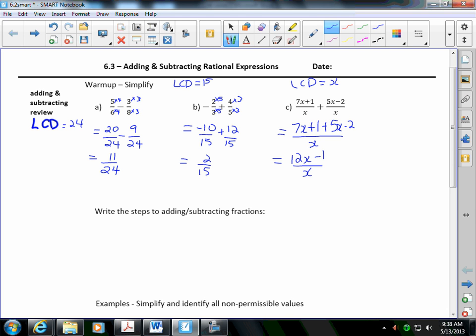And again, I can't cancel my x with my x here and say that my answer is 12 minus 1, which is 11. Because this is 12x minus 1, what I told you the other day, is put a bracket around it if it helps you to remember that that is all one thing altogether. So this one here, because I have a variable in the denominator, I would have a restriction.